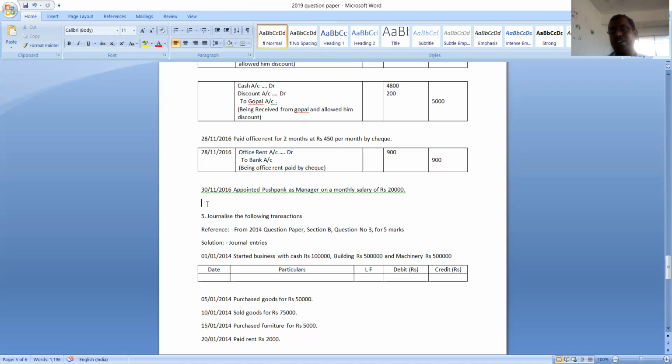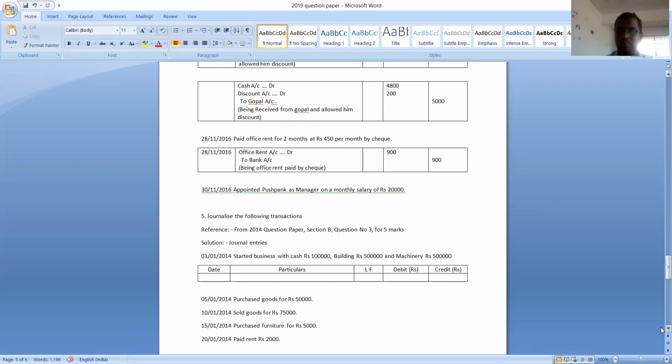Received order, appointed so and so person, these all are not transactions. Understood? There should be exchange activity. You should give them something and you should receive something. Then only it should be considered as a transaction. So as far as this particular statement is concerned, no need to pass the journal entry, because it is not a transaction. Understood? So it is all about the 2017 question paper problem.